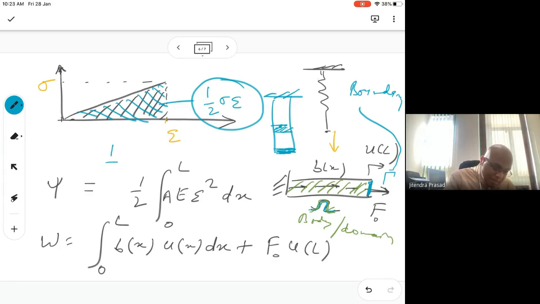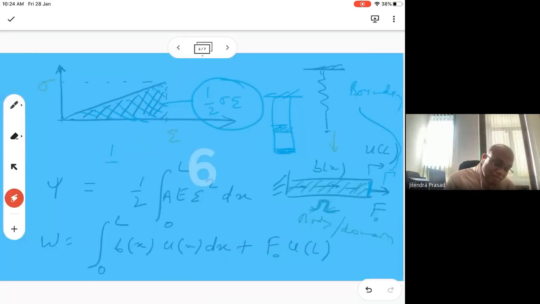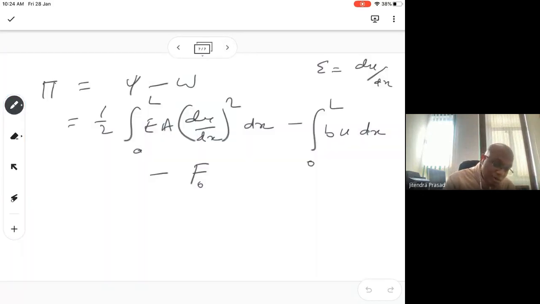Okay, so the difference is that F naught is a boundary force, and B is a body force. B acts on the domain, and F naught acts on the boundary. For both of them you have to find out the work done. So this will be F naught, and where you apply the force F naught, the displacement is U at x equal to L. So accordingly we have to write F naught U at L. This is what the formulation is.